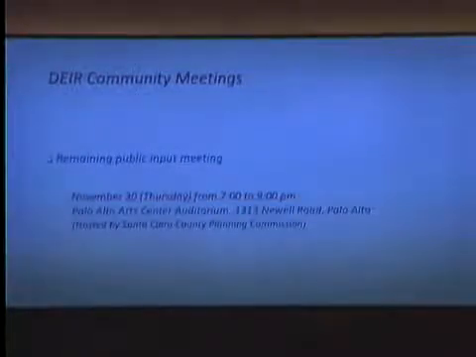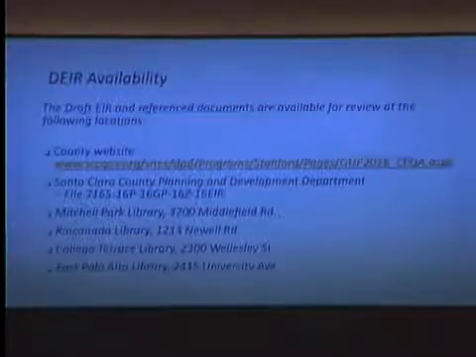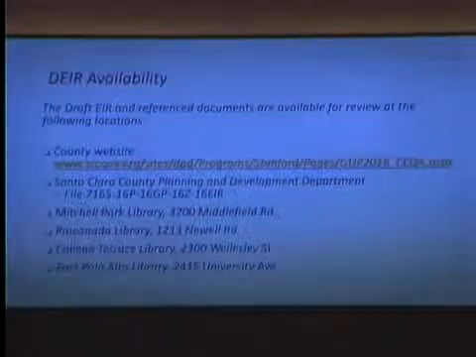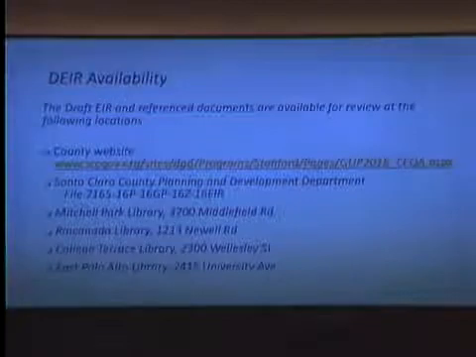So we have this as an input meeting, and there's a second one. On November 30th, our Planning Commission is holding a special meeting in Palo Alto, and it's similar to this. Explanation of the project, the process, and then an invitation for people to comment. You can get the draft environmental impact report off our website, which is the best place to get it, but if you like a paper copy, we have it in local libraries.